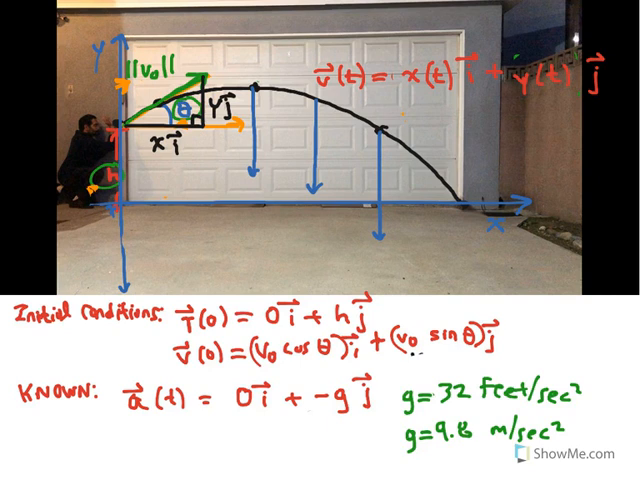We can integrate the acceleration vector to get the velocity vector, and we'll have constants of integration that we need to solve for using our initial conditions. And then once we have our velocity vector, we will integrate that to get our position vector, and we can solve for the values of the constants of integration using our initial conditions. And once we have the position vector, we'll be done. That's what we're after. So let's go ahead and take a look at integrating the acceleration vector to get the velocity vector.